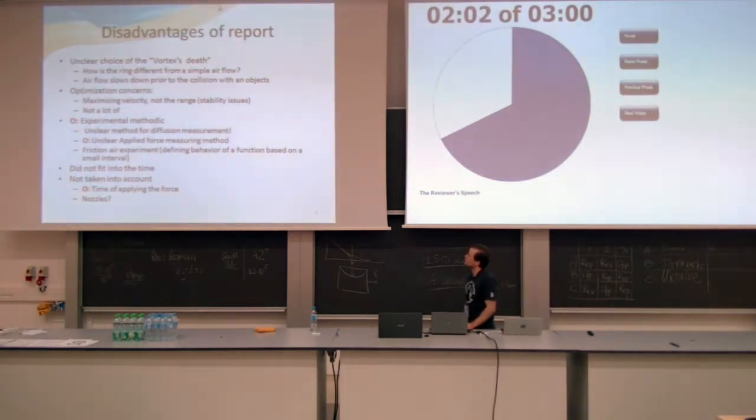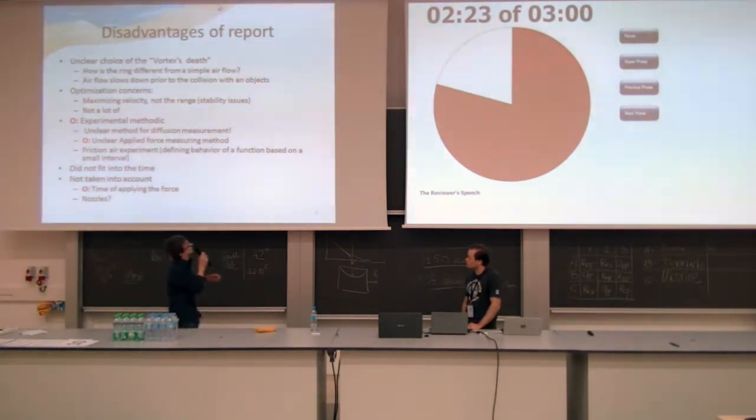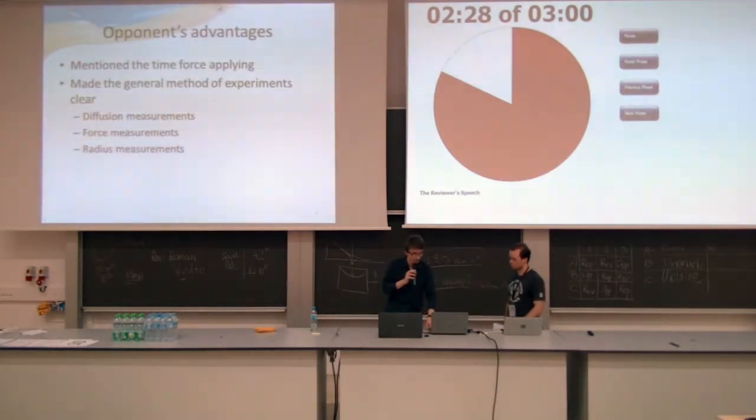We also have some optimization concerns because you maximize the velocity but not the range. And when you maximize the velocity, the stability might decrease, which is a big concern that we hope to raise both with the opponent and the reporter. The opponent noticed a lot about the experimental methodics, and you cleared out a lot of things about the experiment. At the same time, the reporter did not put into the time, and the opponent noticed a lot about the way the applied force was measured. We really think that was important.